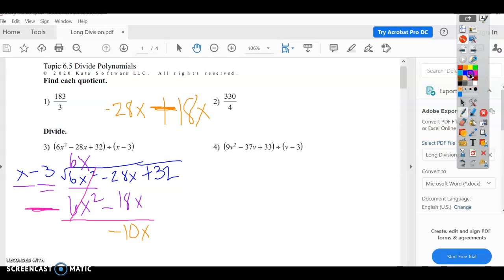Okay, now as I continue on, I'm going to bring down this positive 32. And then I'm going to do the same method again. x times what will give you negative 10x? That's negative 10, because x times negative 10 is negative 10x. And then negative 3 times negative 10 is a positive 30. Make sure you subtract.